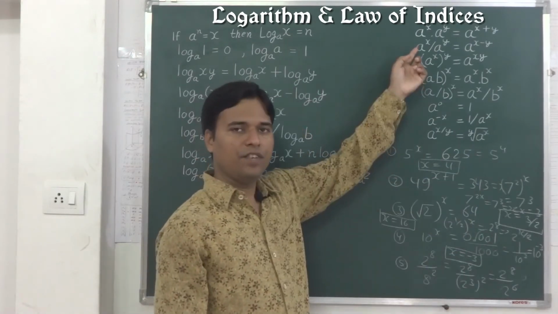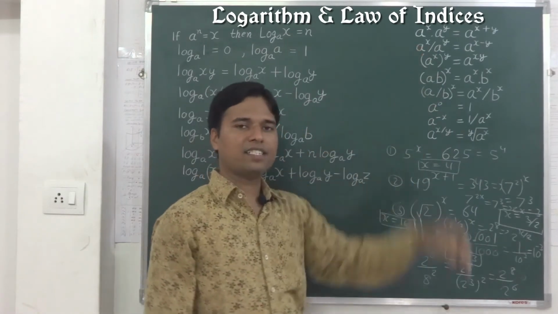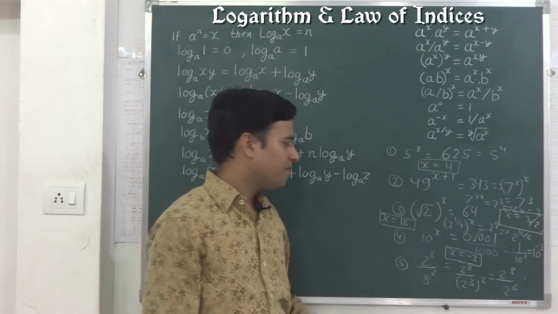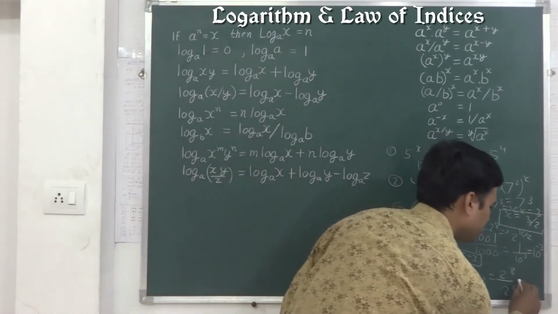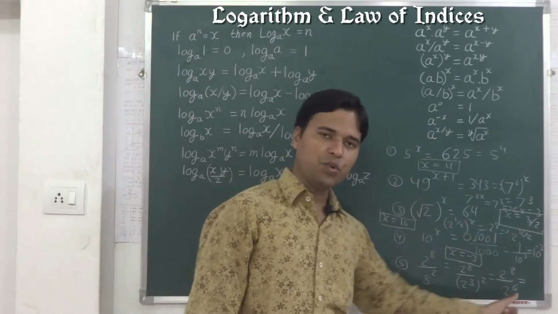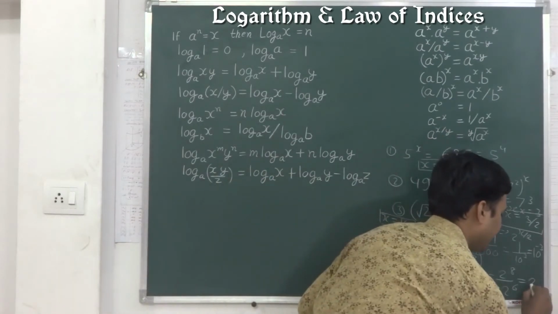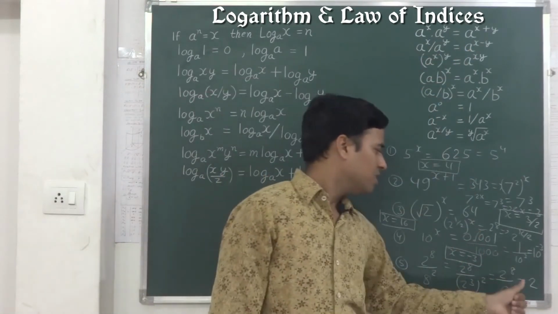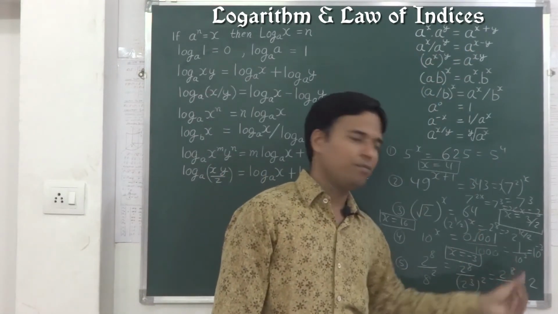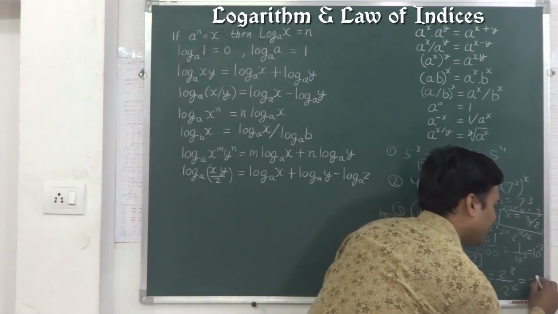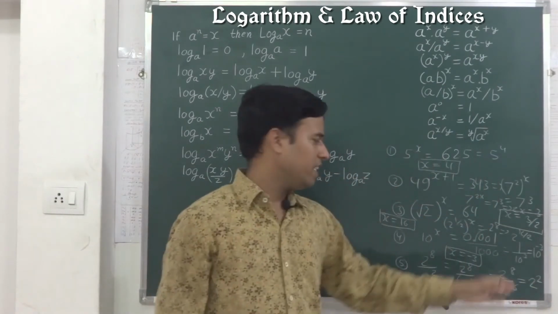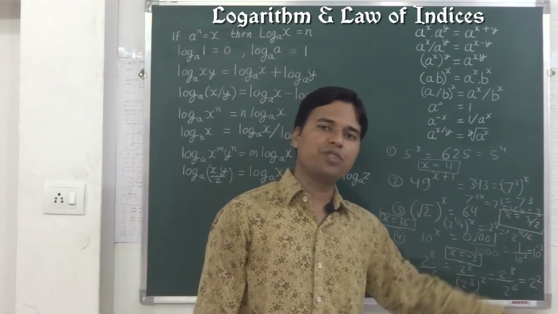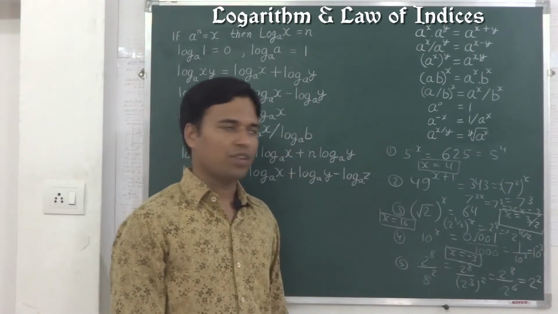Now we will use this formula: a to the power x upon a to the power y is equal to a, which is here 2, so it is the base, to the power x minus y. So 6 will be subtracted from 8. So what would we get? 2 squared, or you can write it as 4.